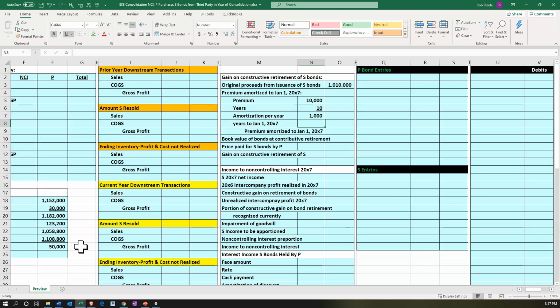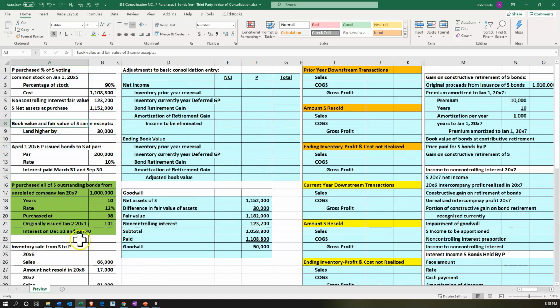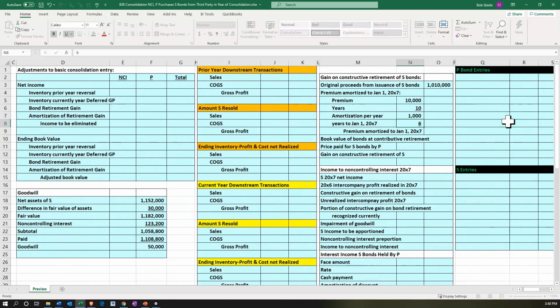And then years to January 1st, 2000x7. So in other words, we had January 1st, x1, so x1, 2, 3, 4, 5, and then 6 years. So we have 6 years till 2000x7, right? We've got 1, 2, 3, 4, 5, and then 6. So 6 years have happened up until this point in time, the current time that the purchase took place. If we multiply that out, we have the 1,000 times the 6.